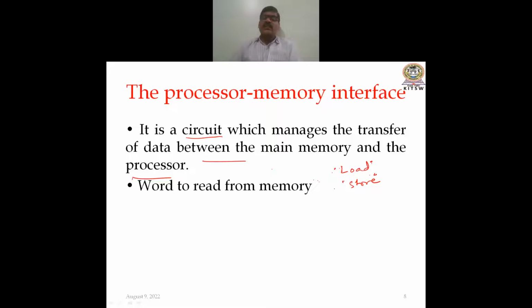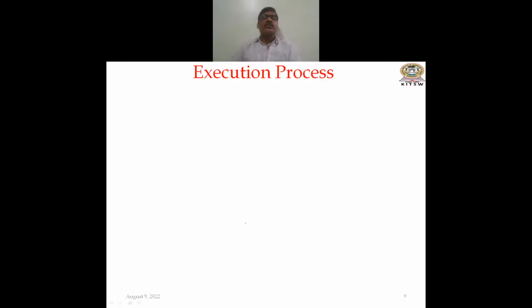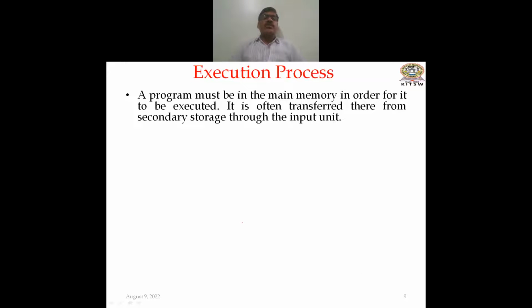So generally when we are performing read or write, load or store operations, we perform them in terms of words. A word is nothing but a group of bits. Generally, 16 bits, or 32 bits, or 64 bits will be taken as one word, based on the processor type. So read or write operations in the memory are always done in terms of words only.